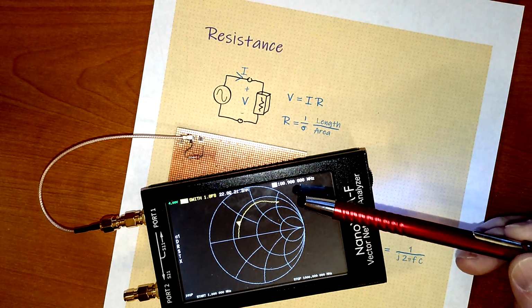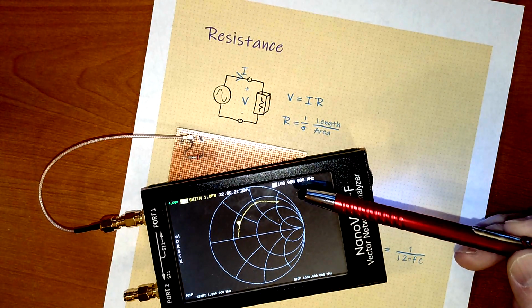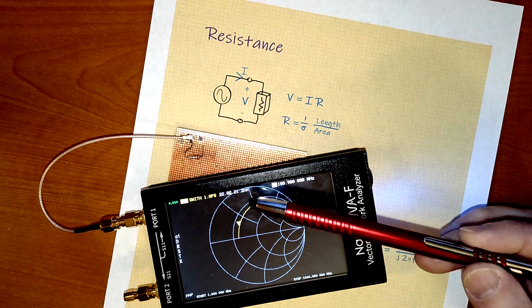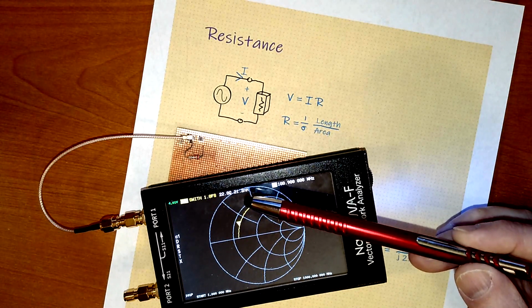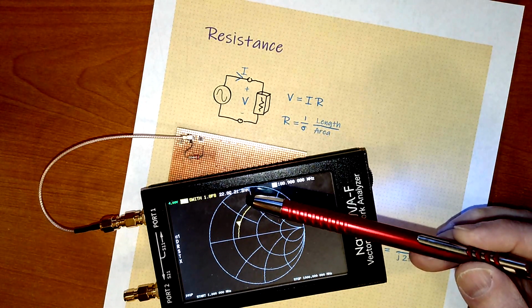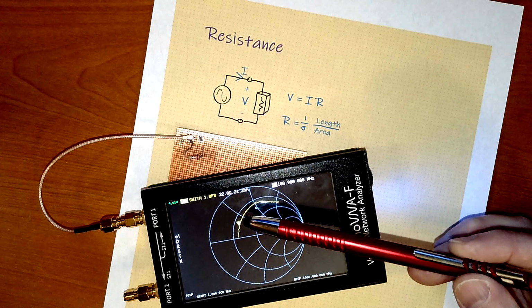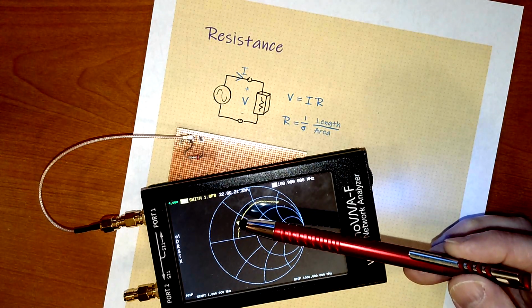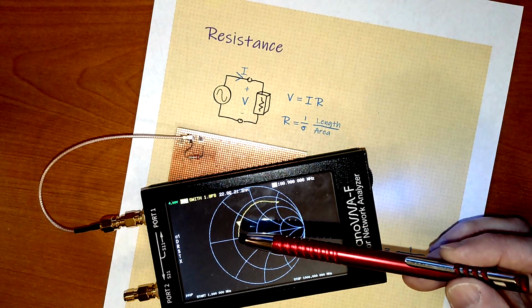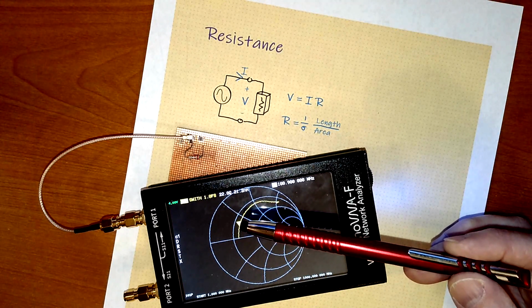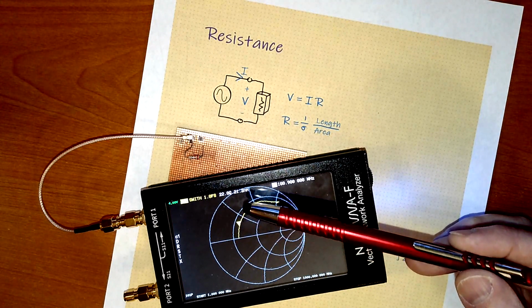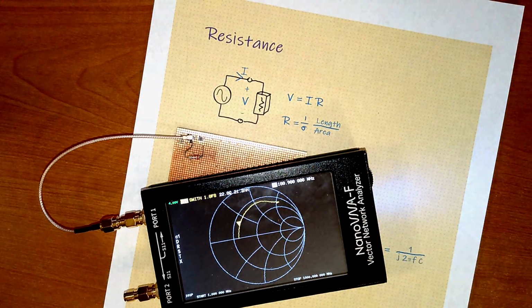In this case, I've got the marker set at 100 megahertz. The readout says it's 22 ohms, but there's a 21 nanohenry series inductance involved with that. So the point is not down here where it should be. Instead, it's up here because we have some added series inductance, as we now expect.